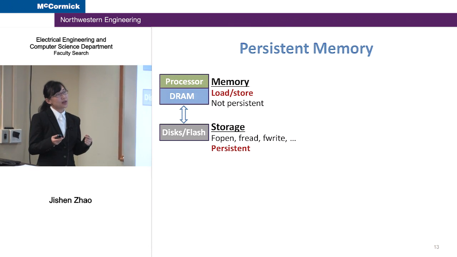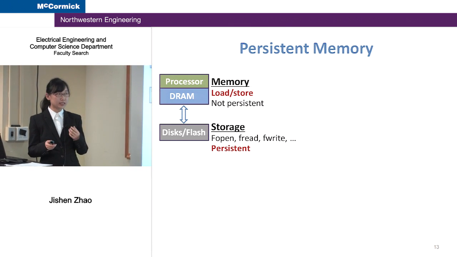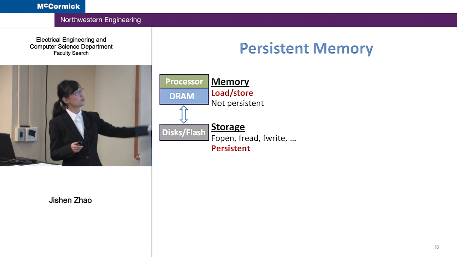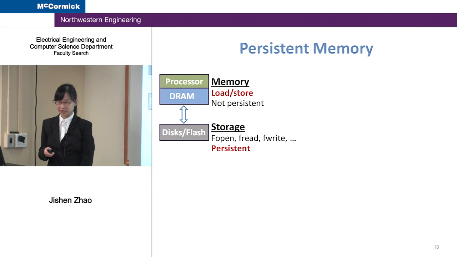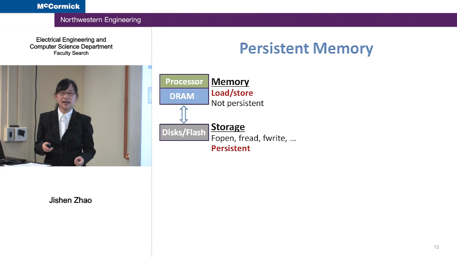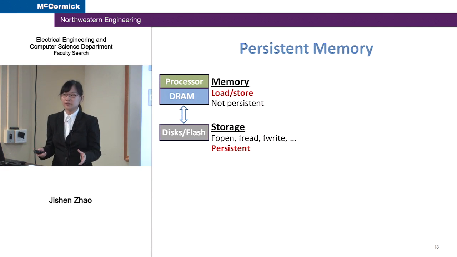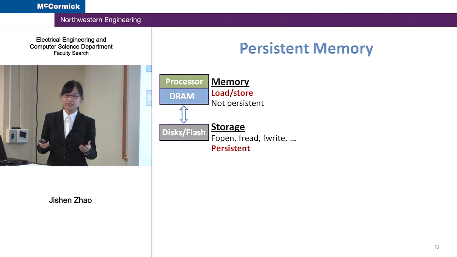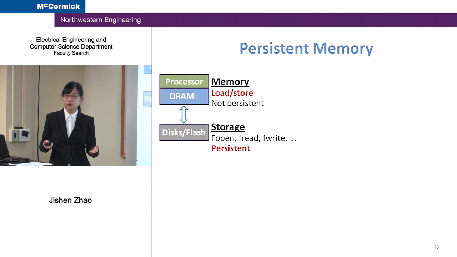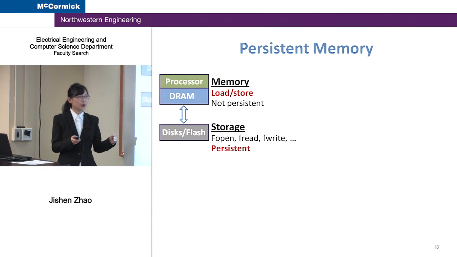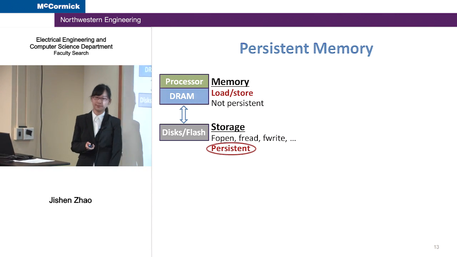Recall that our computer system adopted a two-level storage model with separated memory and storage. The memory is designed for fast data access. The storage is designed as the permanent home of data. That means the data do not get lost or corrupted during a system crash or power loss. We call this property persistence.